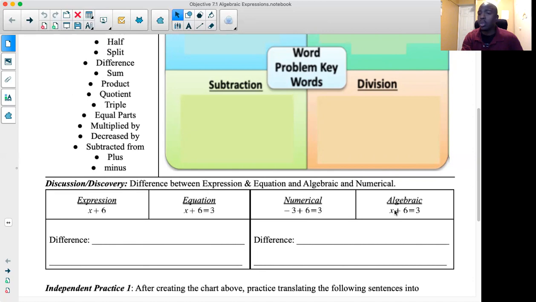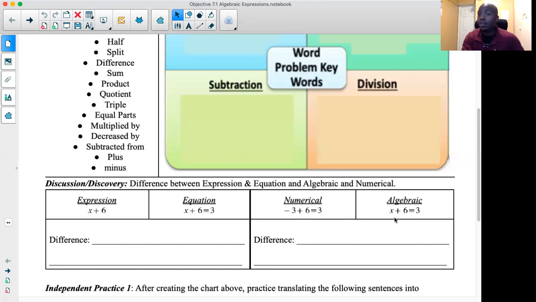All right, let's look at the other side here. Numerical and algebraic. What is different? What is the difference between these two? Take a second, write down your thoughts. Analyze these two equations over here because they're both equations now. But what's the difference between a numerical equation and an algebraic equation?